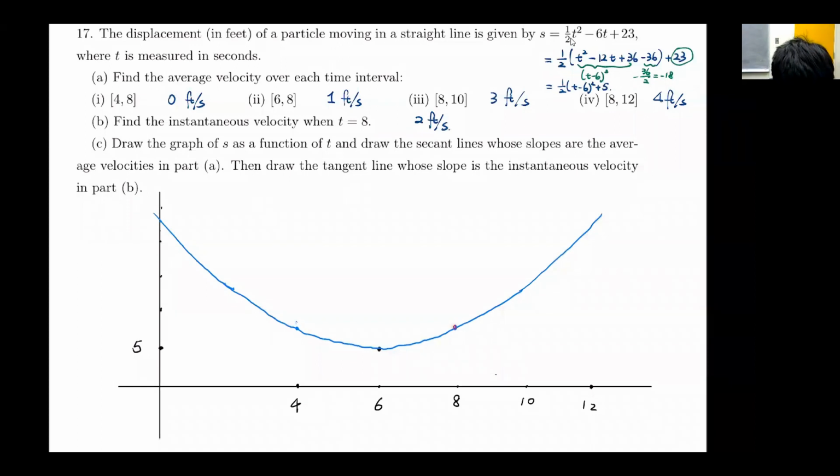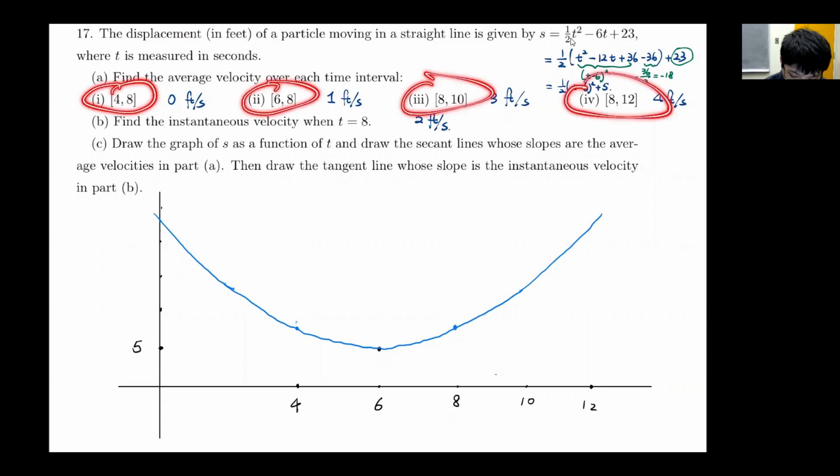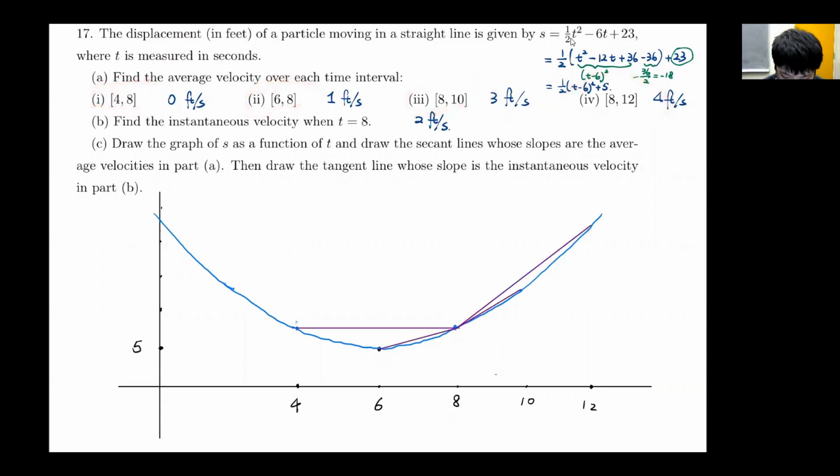Similarly, you can draw the secant line between 8 and 10, and you can draw the secant line between 8 and 12. So at the end of the day, those 4 periods will have the secant lines as shown in purple over here. That will be for part A, part B, part C, and part D. Okay, so that will be the picture for this part.